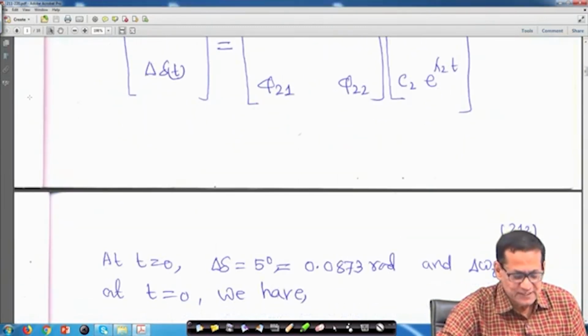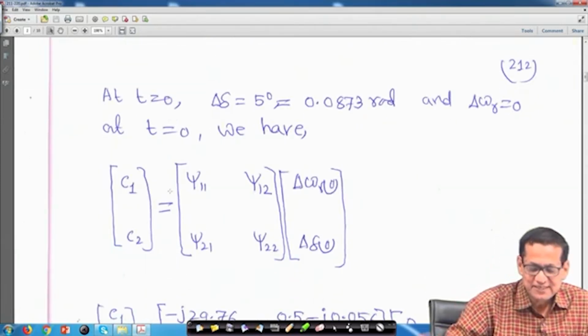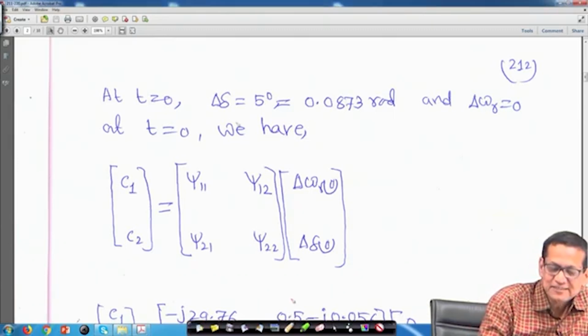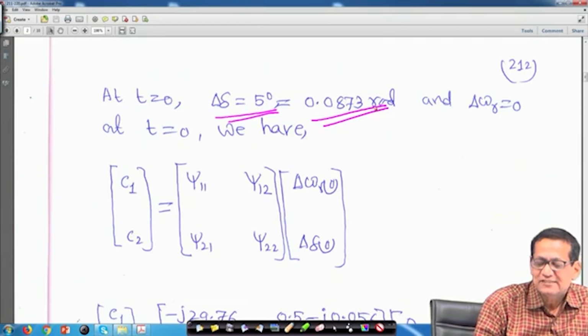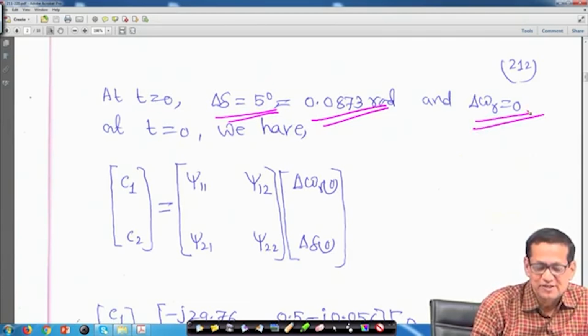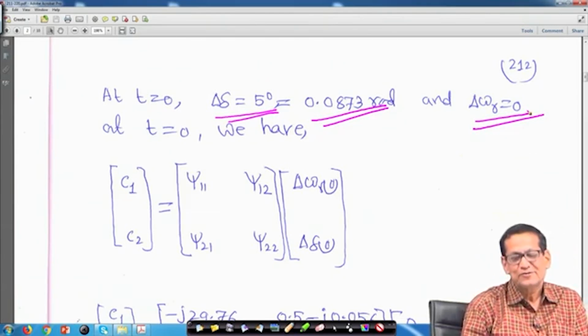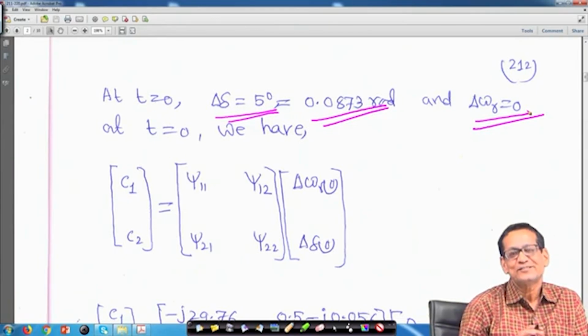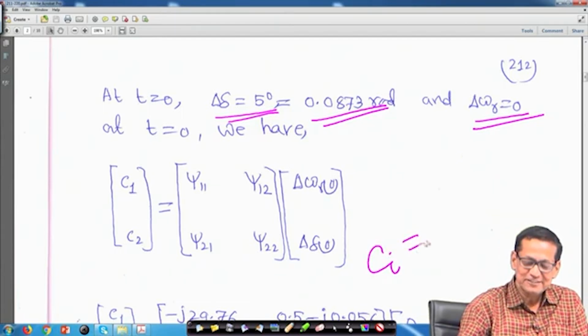Then at t is equal to 0, the initial conditions are given: delta is equal to 5 degree, which is 0.0873 radian, and delta omega was also given as initial condition 0. Therefore, we have seen in general that C is equal to psi delta x 0; I mean, in general, this C I is equal to psi I, then delta x I 0.